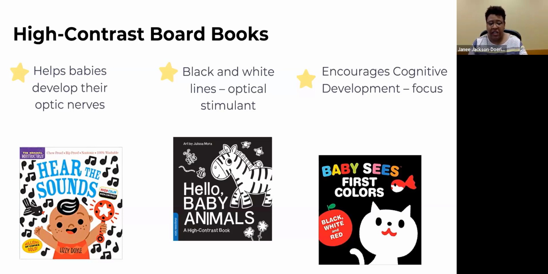One of them is Hear the Sounds. Hello Baby Animals is a very cute high contrast book with different types of animals. And Baby Sees First Colors. These are great additions to have for a story time or to recommend to parents who are looking for books for their newborns or newborn to about 5 months.